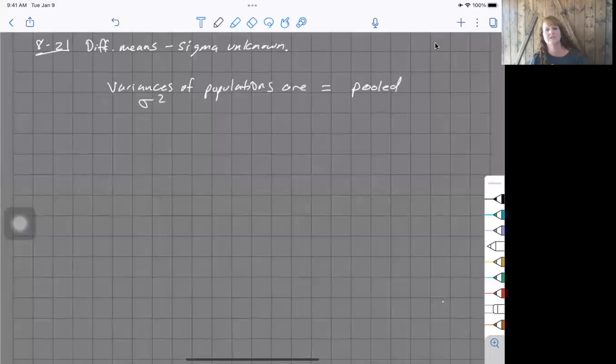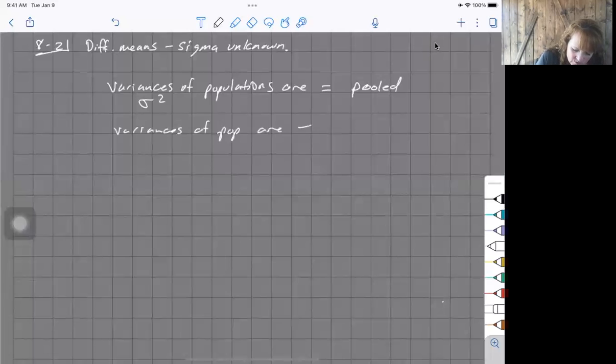Okay, and what pooled means is we take all the data from both groups, we put it together to calculate the standard deviation. Not really relevant what's going on there for you, just to know that when the problem says variances of populations are equal, then that means your data is pooled, because your calculator will ask you, is it pooled or not? If the variances of the populations are not equal, then it's not pooled.